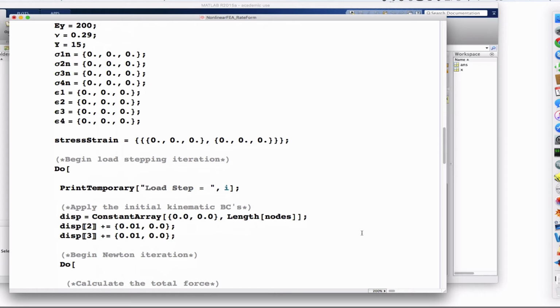So that's just the load step, which is basically the only thing I do in the load step: I apply the load. Since this is a displacement increment, I could have probably done this more simply, but what I do is every time I allocate an array of zeros, and then I add 0.01 to the two nodes. So I'm pulling in the x direction on node 2 and node 3. Right? Pulling in the x direction, nothing in the y. Begin the Newton iteration.